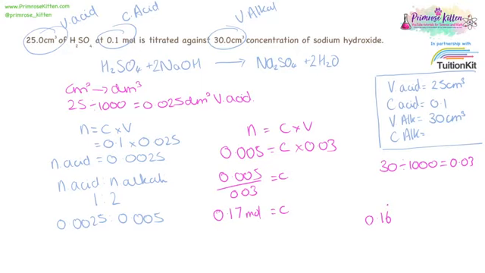So for titration calculations, you're going to get marks for working out the equation. You're going to get marks for working out the correct volumes in decimeters cubed. You're going to get marks for working out the N of the acid and the N of the alkali. Then you're going to get marks for working out the concentration and rounding it correctly.